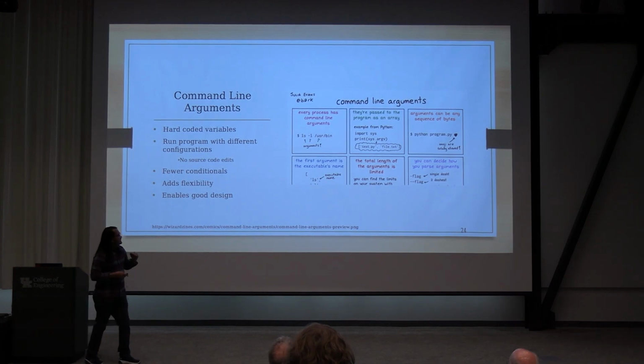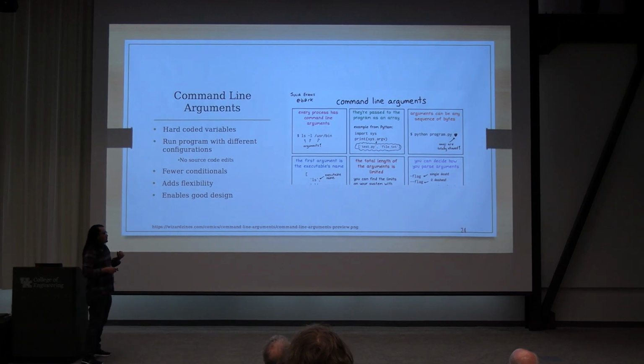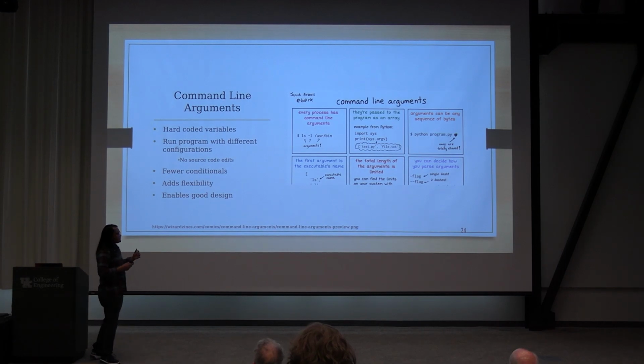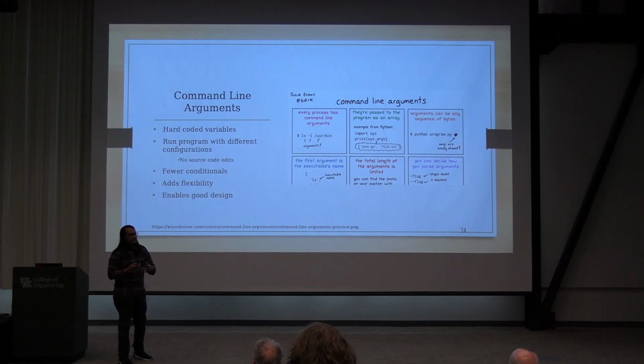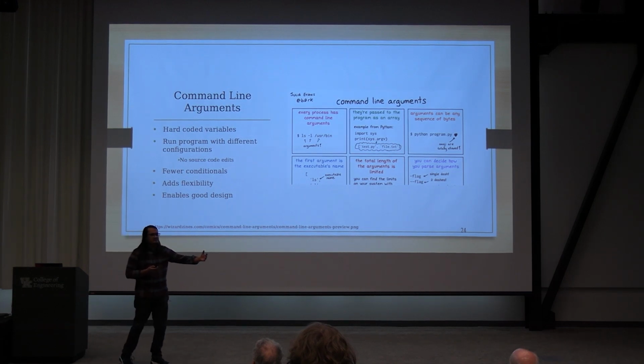Now, why do we need command line arguments in our code? The reason for that is we don't want to have hard-coded variables in our code. There are many cases where, let's say, you're loading data from a certain directory.